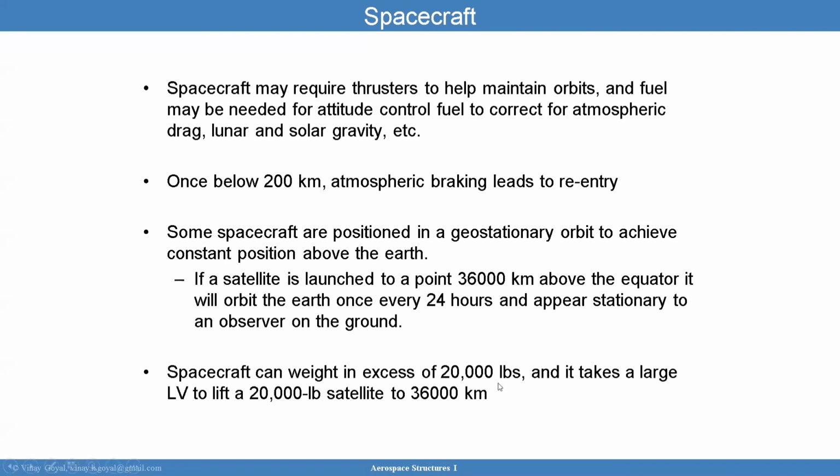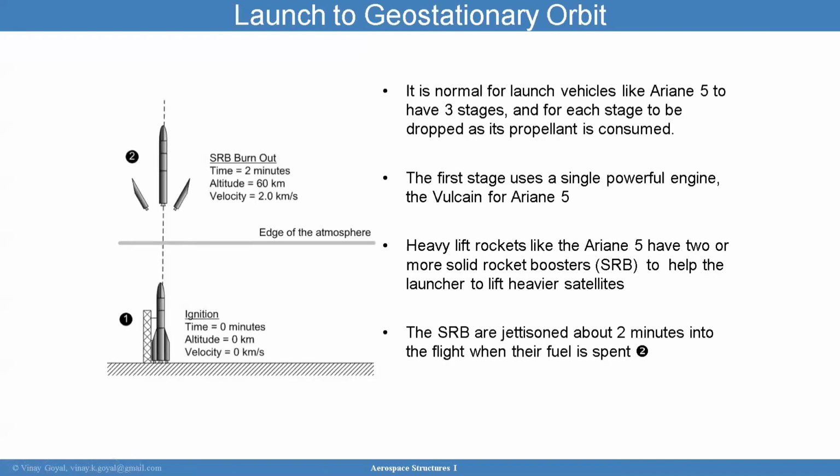Spacecraft can weigh in excess of 20,000 pounds, and it can take a large launch vehicle to lift that. So for launch to geo orbit, it is normal for launch vehicles like the Ariane 5 to have 3 stages, and for each stage to be dropped as propellant is consumed. The first stage uses a single powerful engine, which is called a Vulcain. The heavy lift rockets like the Ariane 5 have 2 or more rocket motors that will help lift heavier satellites.